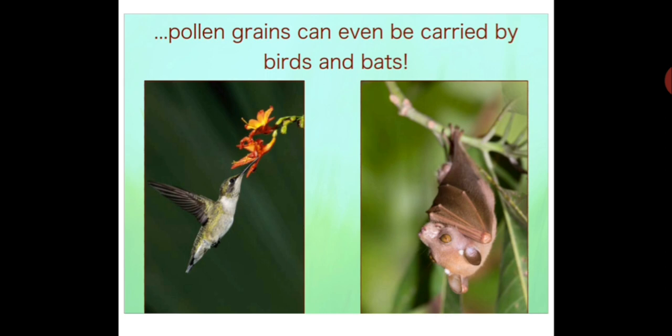Pollen grains can even be carried by birds and bats. So there's a hummingbird, I think, on the left, and it's drinking the nectar. It's got that really long beak, so it can get its beak right inside the flower, and it's getting the nectar, and it's getting tiny bits of pollen on its beak, and then it'll go to another flower and it'll leave that pollen accidentally on the female part of the flower. And I guess the bat does the same thing.